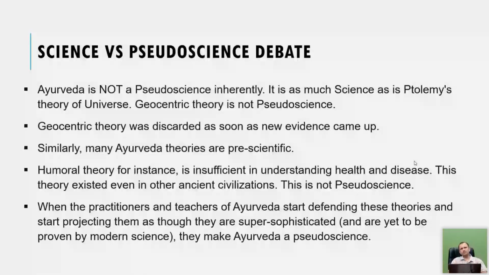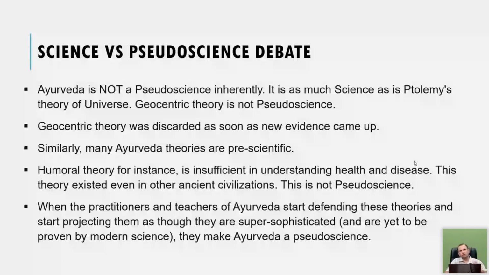So, there is a science versus pseudoscience debate going on since the last few years, and we need to understand this very clearly, right? What is called pseudoscience and what is science? We need to understand the distinction between the two. Of course, it is a spectrum, right? But we need to understand what is pseudoscience. And at least we should not be making Ayurveda pseudoscience. This is what we can avoid.